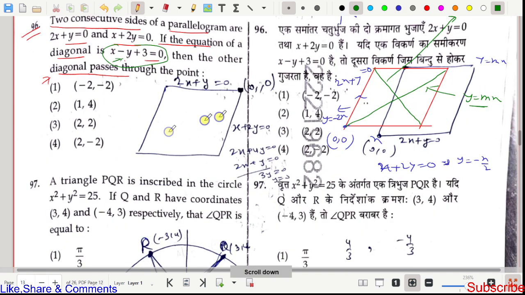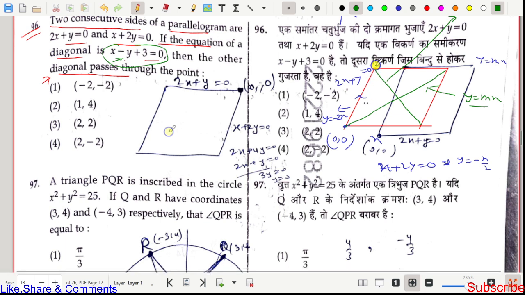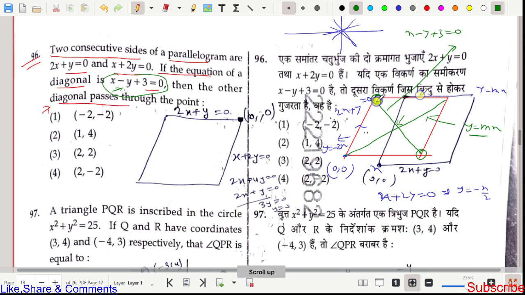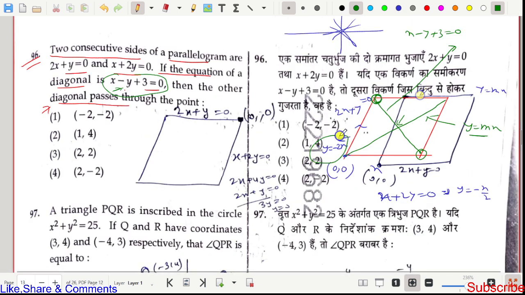Okay, so how to find it? First of all, we need to find the point of intersection of these two lines. Then we know that the diagonals of a parallelogram bisect each other, so we can find the midpoint. And if we get this midpoint, we can find the slope of this line. After getting the slope, we can get the equation of this line. Clear? So first of all, we need to solve these two lines, this line and this line.